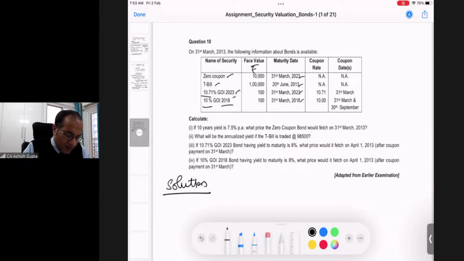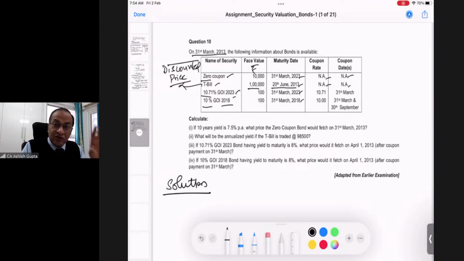See, in the Treasury bill, the duration is less than a year because here, as on 31st March 2013, it is redeeming on 20th June. So April, May, and half of June. Coupon rate is not available because T-bills are normally issued at a discounted price. And for a zero coupon bond, as its name says, there is no coupon. So that's why coupon rate and coupon date are not applicable.